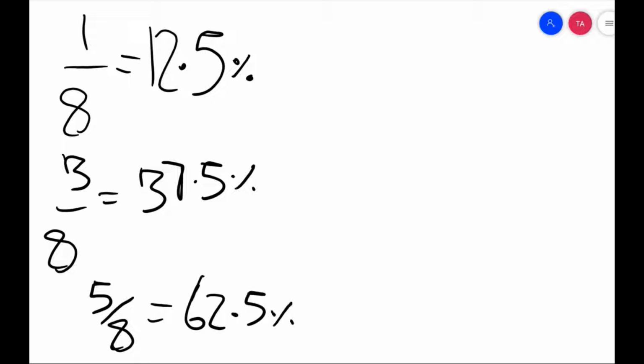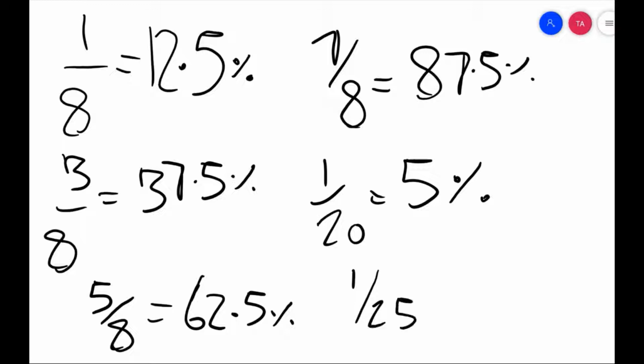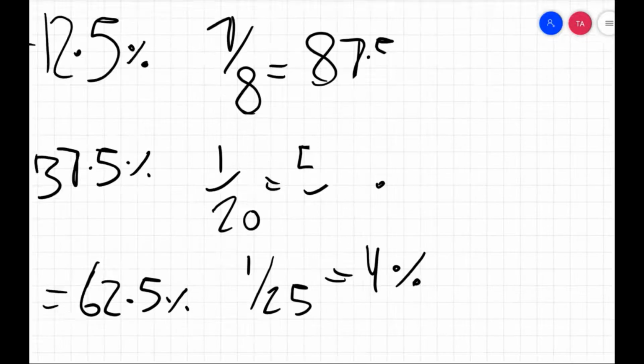We have 5/8, which is 62.5%, 7/8, which is 87.5%, 1/20th, which is just 5%, and 1/25th, which is 4%. So instead of typing that into the calculator, if you have got this in your mind, then it will be much quicker and will save you a lot of valuable time.